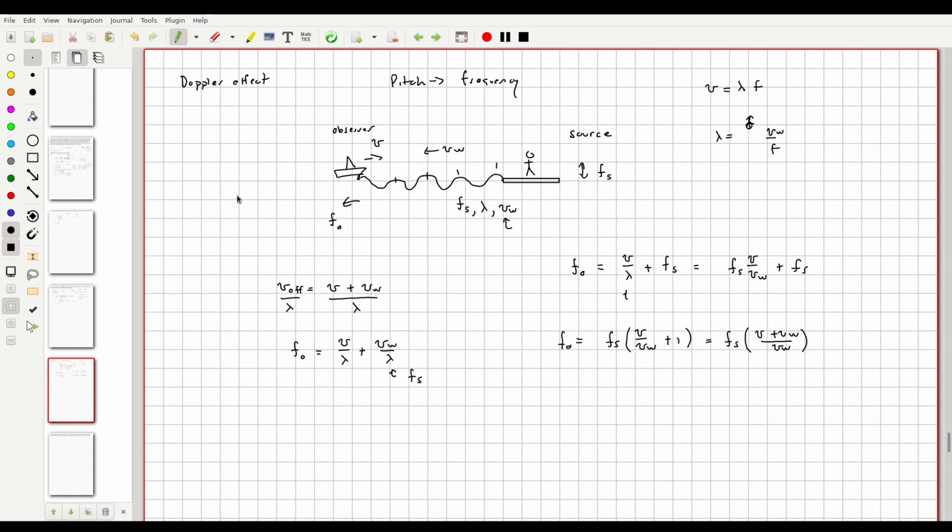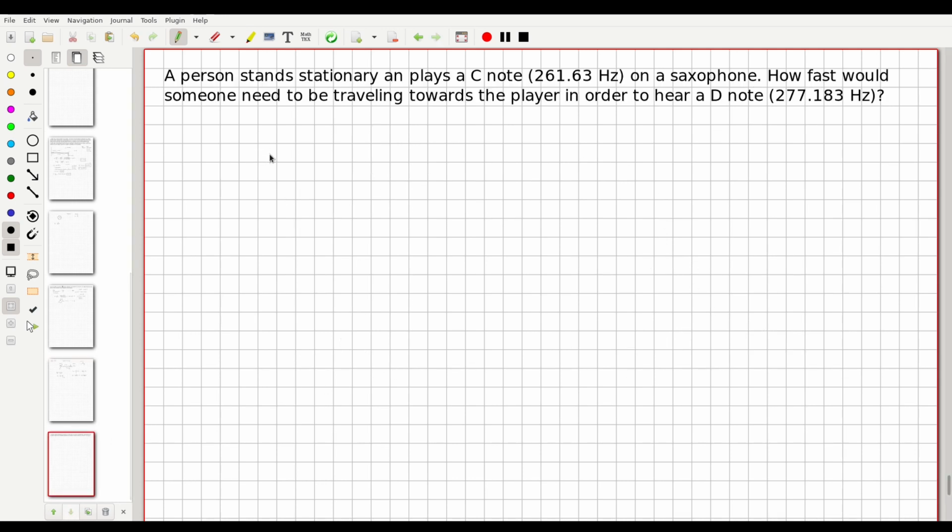So this right here is called the Doppler effect, and it turns out that it doesn't just work for water waves. Like I said, it works for sound waves as well. And as we're going to discover towards the end of the semester, it works for light waves too. So as an easy example, I want you to think of a person who's standing stationary and playing a saxophone. And this is a mid C. So the source frequency of our musical note is 261.63 hertz.